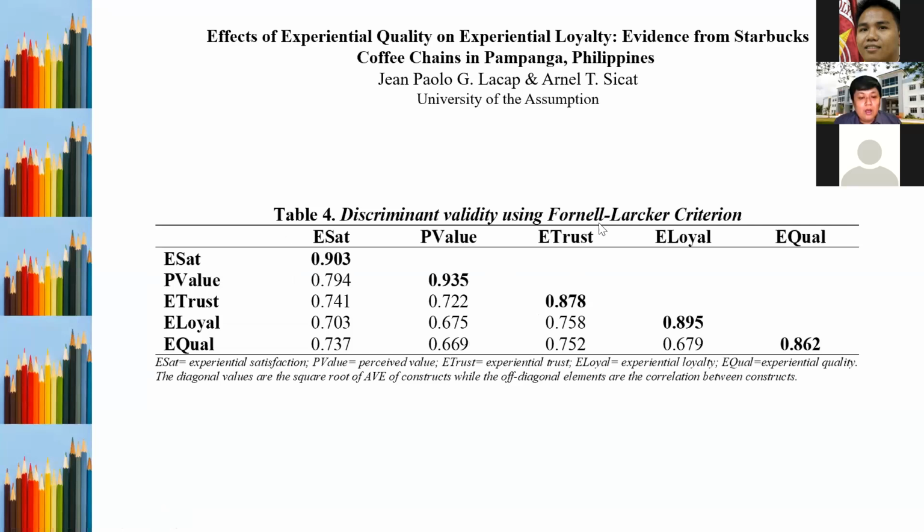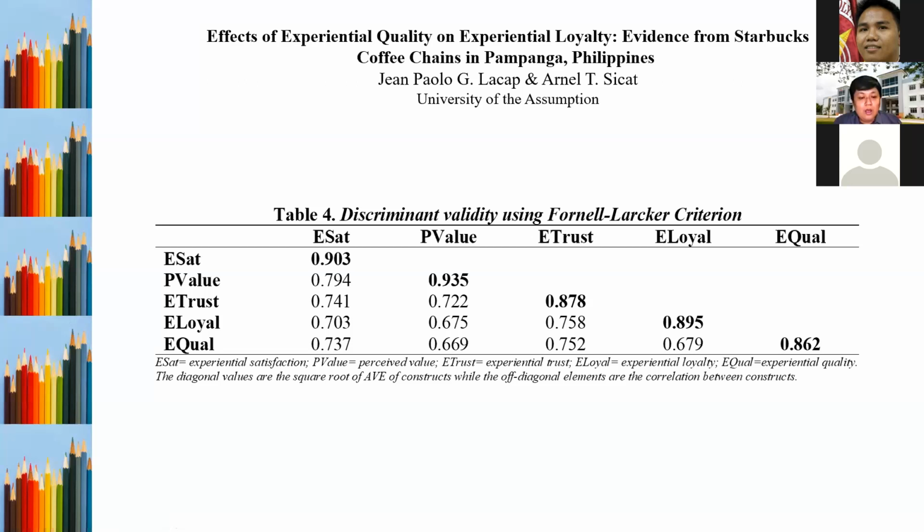For discriminant validity, we use Fornell-Larcker, and at the same time we also use HTMT. Just to give you an idea, how do we interpret the Fornell-Larcker criterion? You simply look at the diagonal values. The diagonal value should be greater than the off-diagonal values. So that's how you interpret it. For Fornell-Larcker, the values of the diagonal should be greater than the values of the off-diagonal.